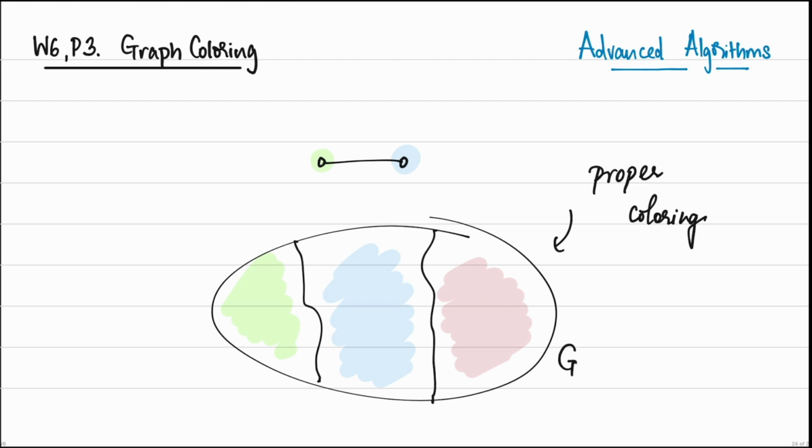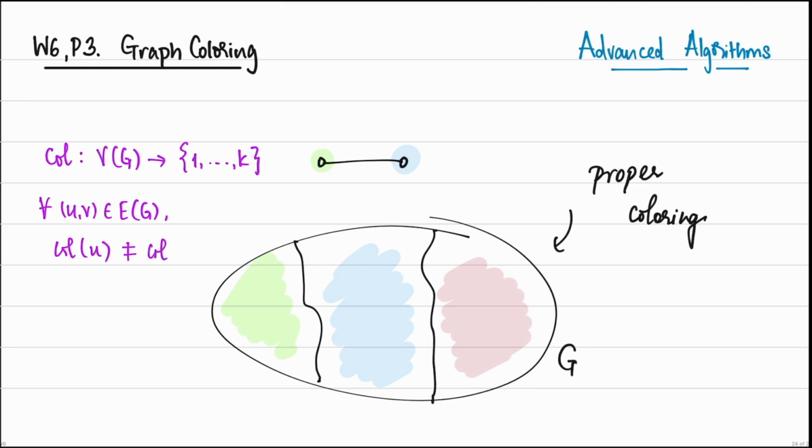So before moving on, let me just write down the definition of a proper coloring formally so that we are on the same page. A coloring function assigns to every vertex a color, which we can think of as labels from 1 to k. And this function is a proper coloring if for every edge uv, the color that we ascribe to u is different from the color that we set for v. So that's what's called a proper coloring.